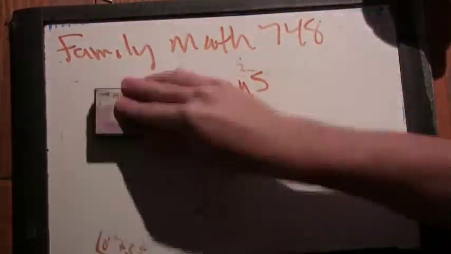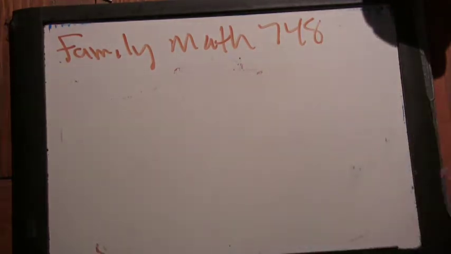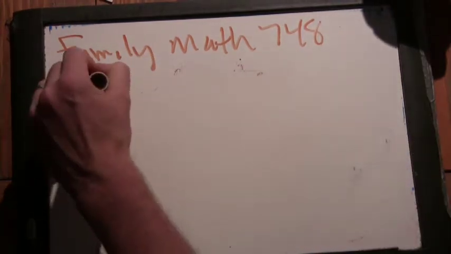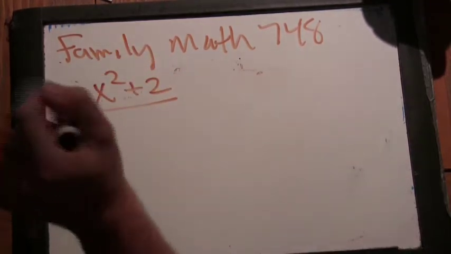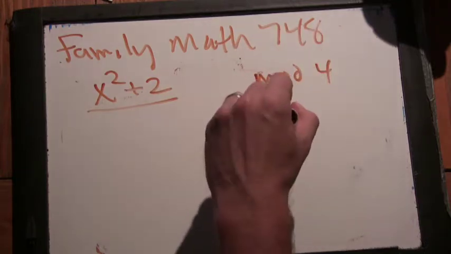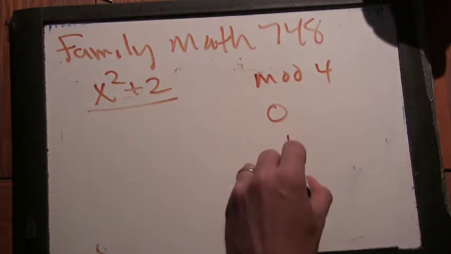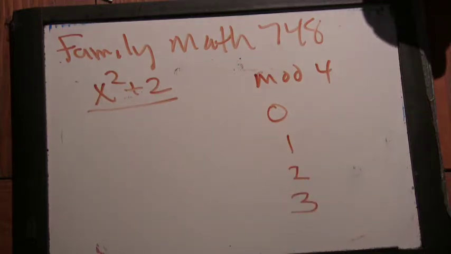X squared plus 2 is a fascinating way to think about this. There's something really special about squares mod 4, and I want you to take a look at this. What numbers can squares be mod 4? First of all, what does mod 4 even mean? It's the remainder when you divide a number by 4.